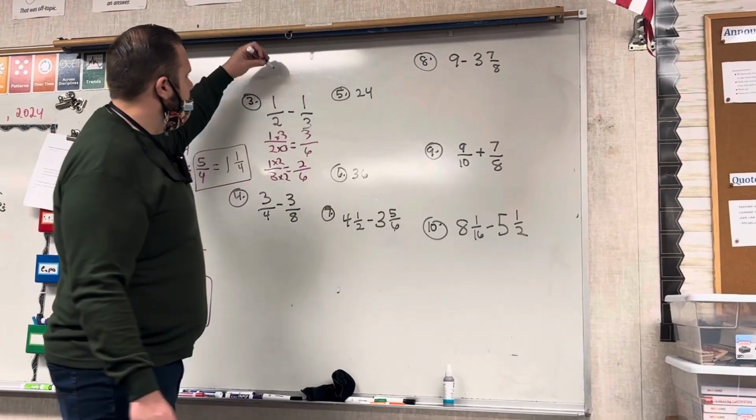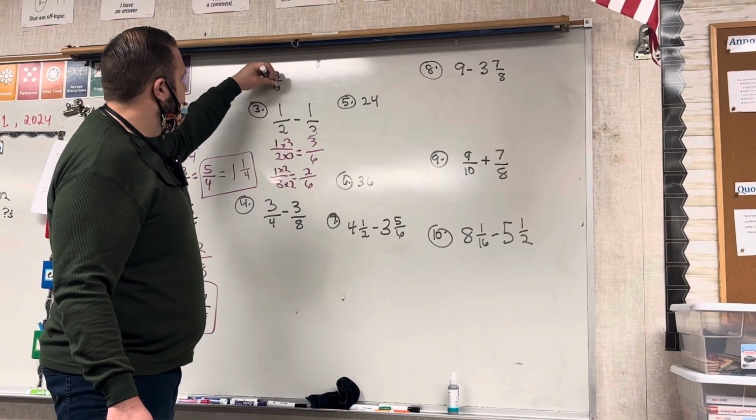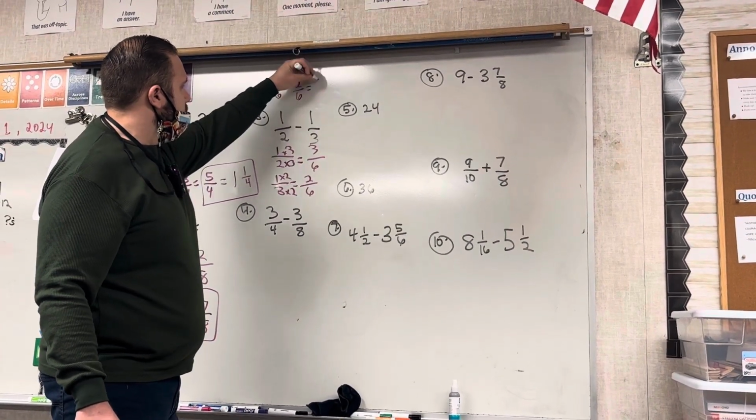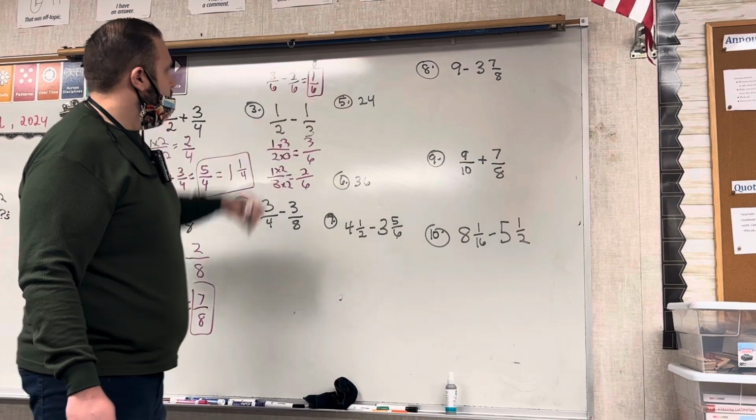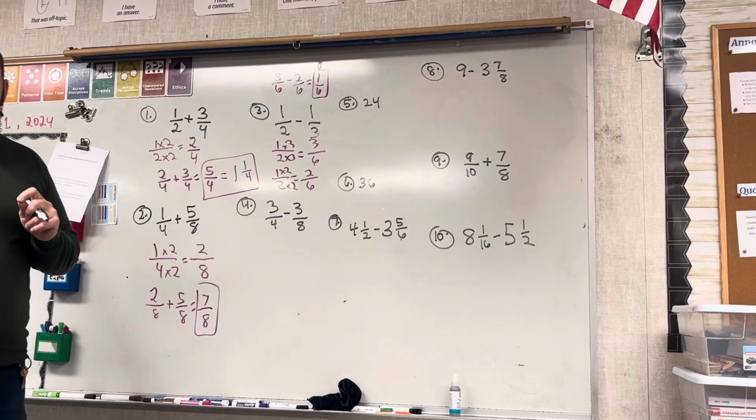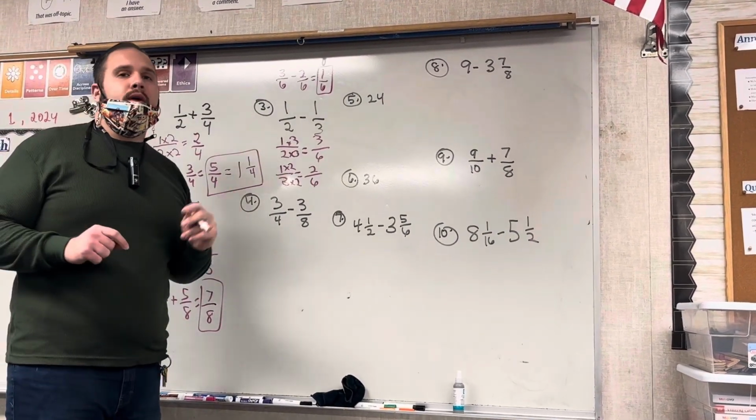And I'm running out of room, so I'll do it up here. 3/6 minus 2/6 equals 1/6. Remember, denominators stay the same. You just subtract the numerators. Okay, table 1?